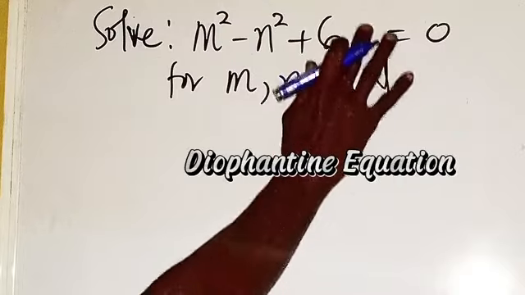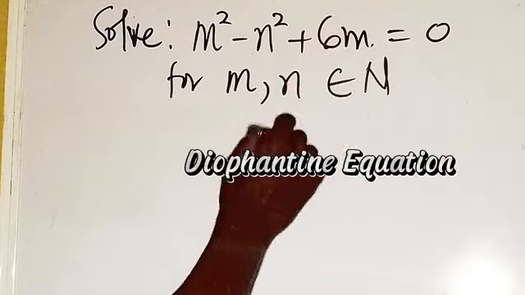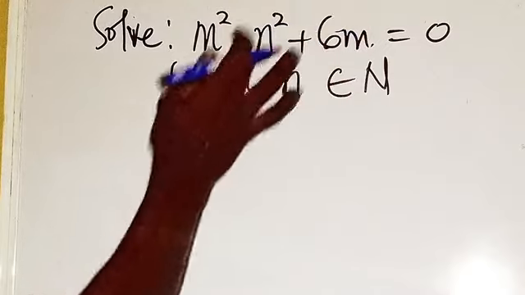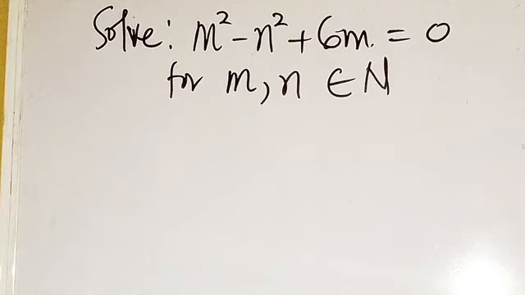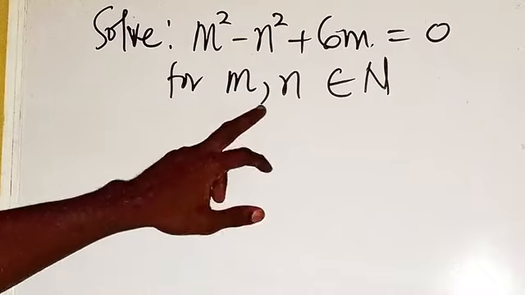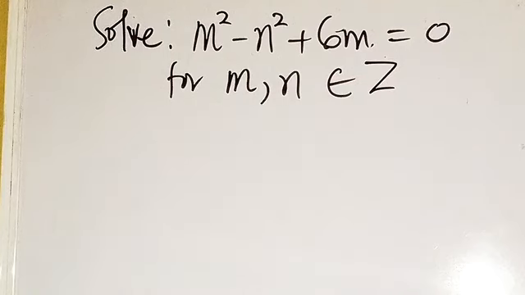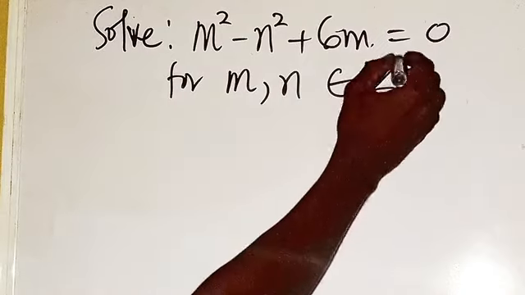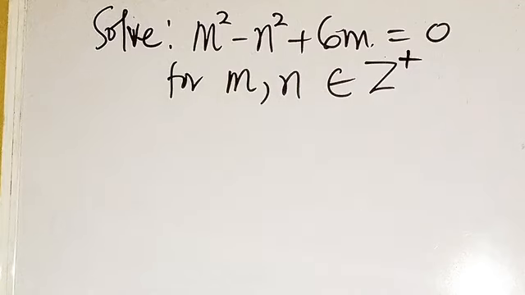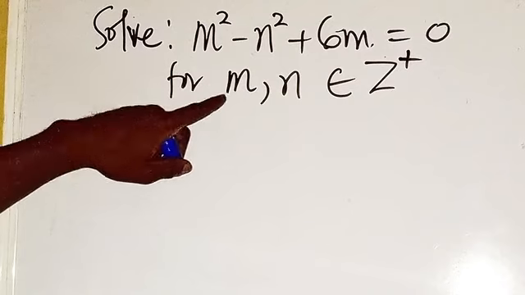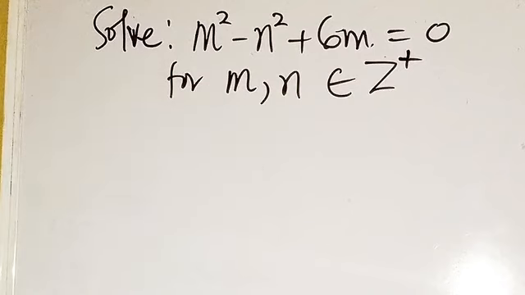We call it a Diophantine equation. So now what are we going to do? m squared minus n squared plus 6m equals 0, for m and n belonging to the set of positive integers. Okay, so now from there, what are we going to do? m squared minus n squared plus 6m equals 0 for m and n belonging to the set of positive integers.